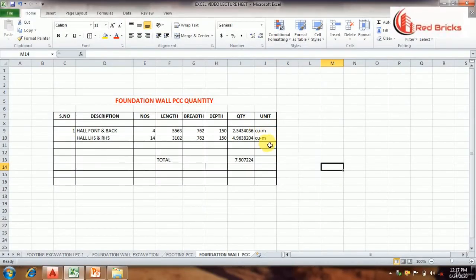In this lecture, we learned to calculate PCC quantity of foundation wall.